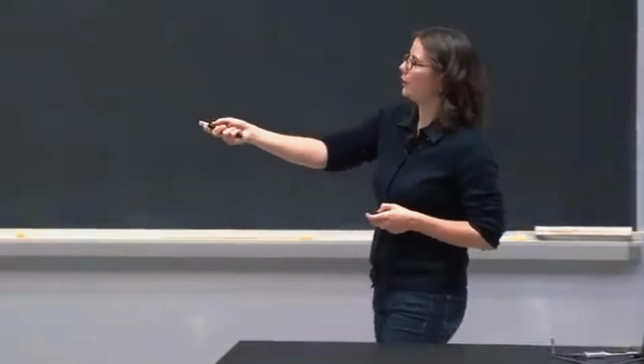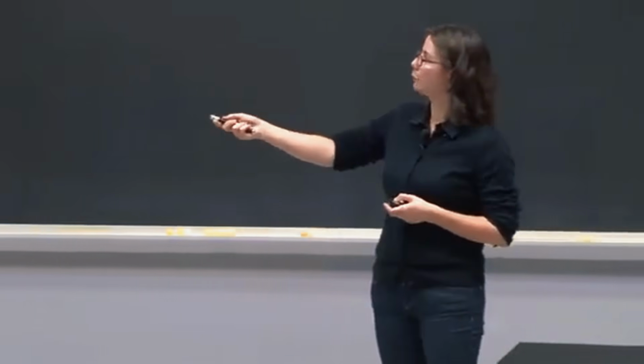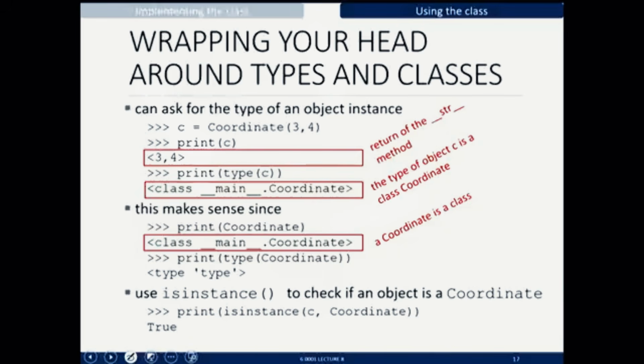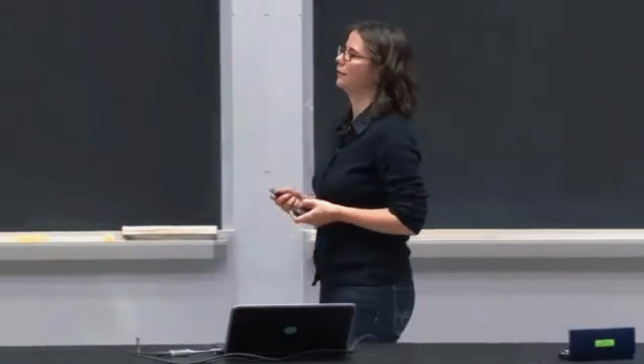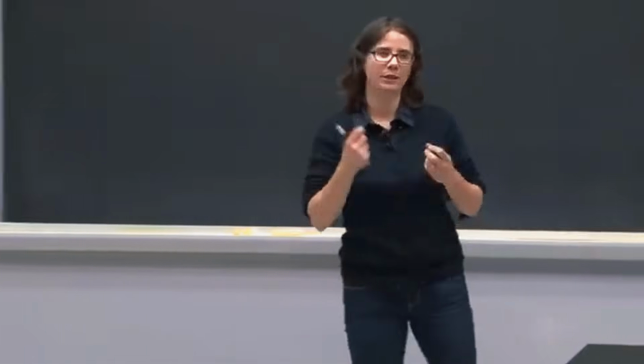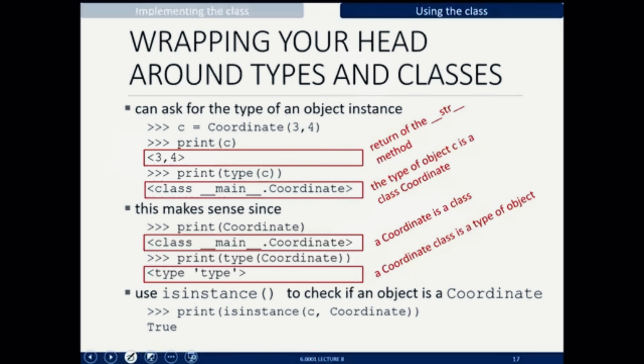If we look at coordinate as a class, if we print coordinate, this is what Python tells us: it's a class named coordinate. And if we print the type of coordinate, well, that's just going to be a type. So class is going to be a type. So you're defining the type of an object. If you'd like to figure out whether a particular object is an instance of a particular class, you use this special function called isinstance. So if you print isinstance(c, Coordinate), this is going to print true because c is an object that is of type coordinate.